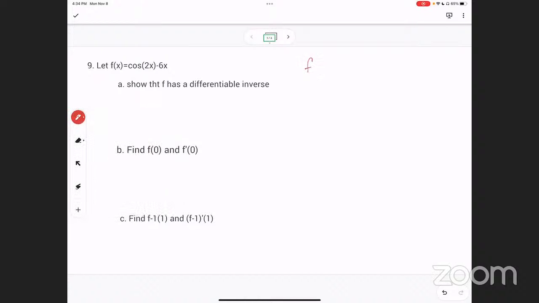So let's see if we can find an inverse. You remember how you make inverses is you interchange the x's and the y's. So this would be cosine 2y minus 6y. But I don't really know how to isolate the y when you have one inside a cosine and one outside. Have you done anything similar to this in the class? No.